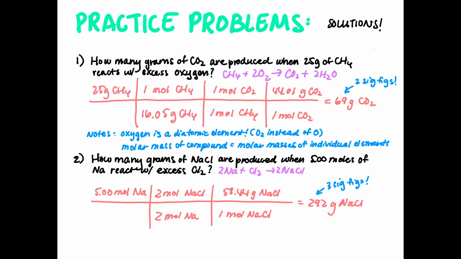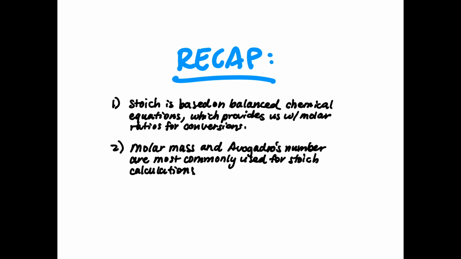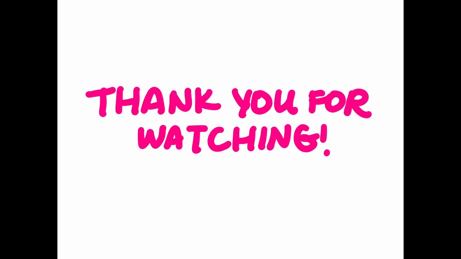Good work. Let's recap the lesson. Stoichiometry is based on balanced chemical equations, which provides us with molar ratios for conversions. Molar mass and Avogadro's number are most commonly used for stoichiometric calculations. Remember to use dimensional analysis to avoid errors. Now you've mastered the basics of stoichiometry.